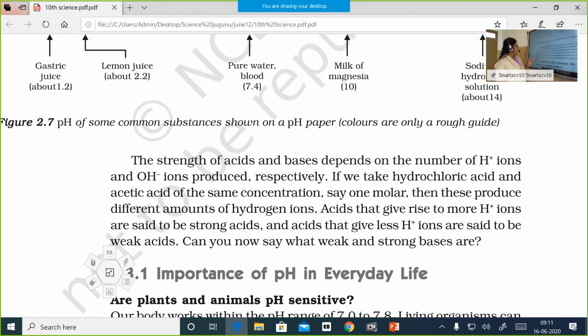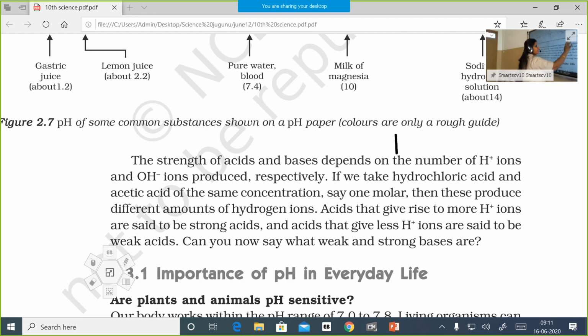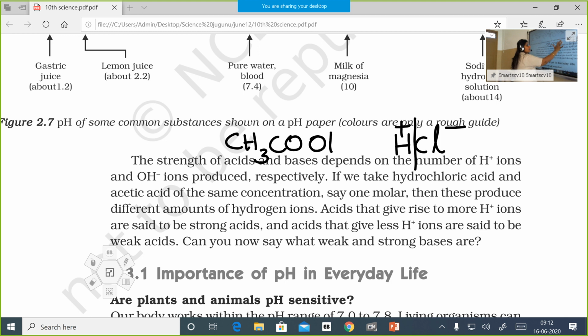If we take hydrochloric acid and acetic acid of the same concentration: hydrochloric acid, HCl, is considered to be a strong acid. Why? In the presence of water, it ionizes completely into H plus and Cl minus ions. Now, what's the other example? Acetic acid, CH3COOH, is considered to be a weak acid. Why? The ionization process is partial. It goes for only partial ionization.